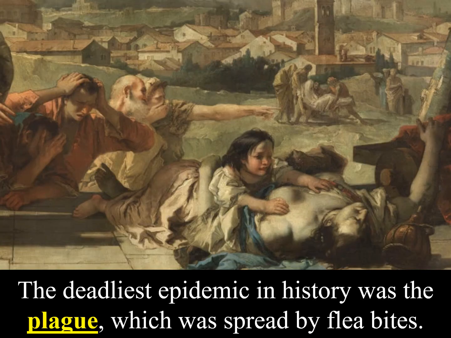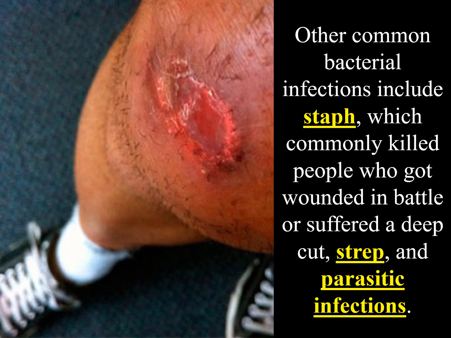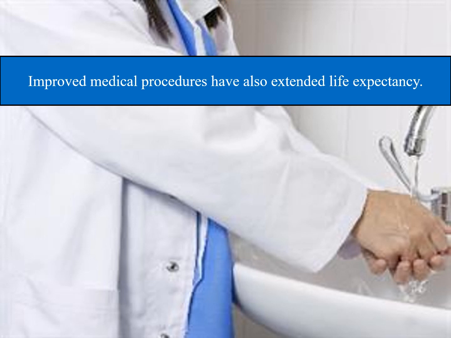The deadliest epidemic in history was the plague, which was spread by flea bites. During the mid-1300s, the bubonic plague killed about 20 million people just in Europe. Other common bacterial infections include staph, which commonly killed people who got wounded in battle or suffered a deep cut, strep, and parasitic infections. Improved medical procedures have also extended life expectancy.